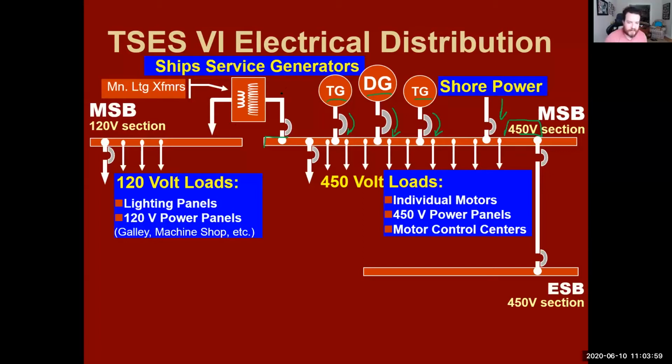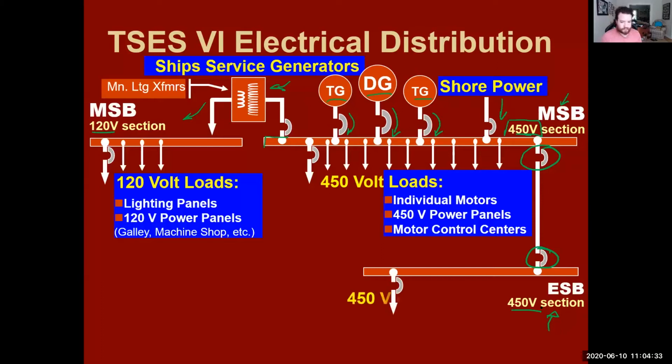Then we go through a transformer, and that will go to our main switchboard 120 volt section. So it's split. The 450 volt and the 120 volt don't touch each other. This will go to our lighting, our machine shop, all of our power tools, everything like that. And then if we come all the way over here, we have two circuit breakers that separate our 450 volt main switchboard to our emergency switchboard 450 volt.